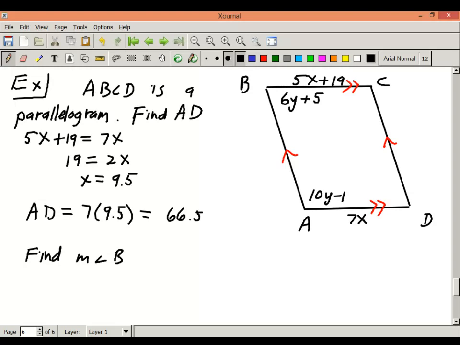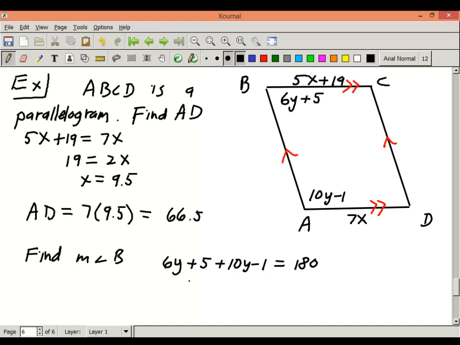Okay. And our last example, we've got to find the measure of angle B. Remember that since this is a parallelogram, angles B and A are supplementary. You've got parallel lines cut by a transversal. Those are same side interior angles. So those angles are supplementary, so we can write an equation for that. Remember, supplementary means adds up to 180. So 7y plus 5 plus 10y minus 1 equals 180. Those are supplementary angles.